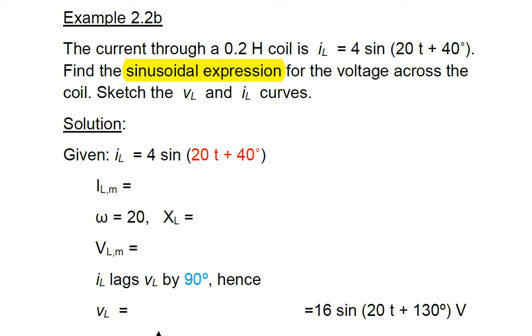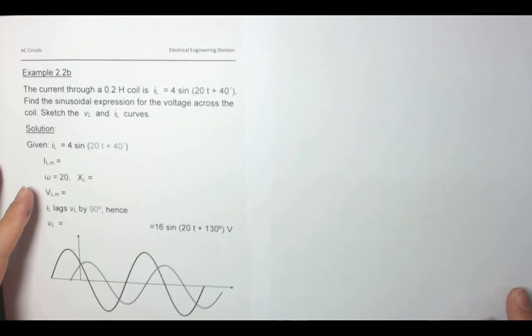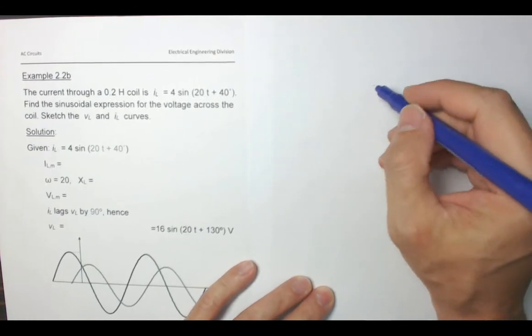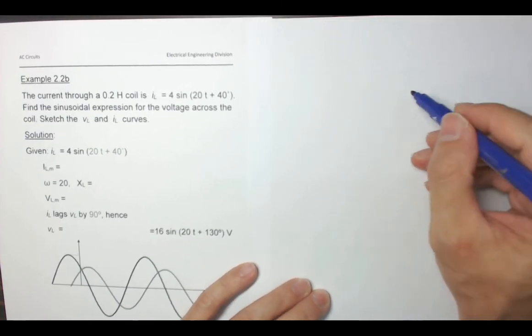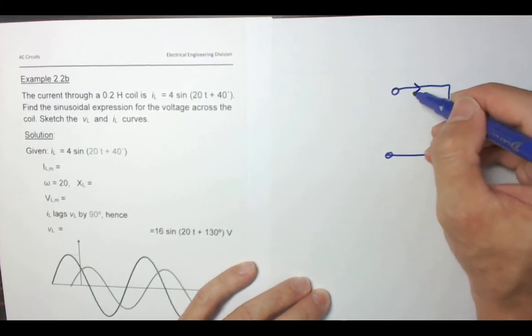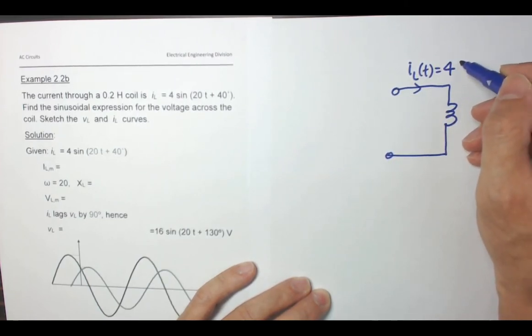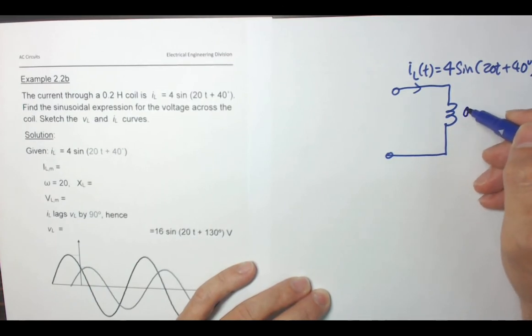So how should we answer this type of question? Let's have a look at this. Well, to answer this question, I will first draw the circuit of what we are looking at. So we have an inductor, and we are given that the current flowing through the inductor is 4 sine (20t plus 40 degrees) ampere. And the value of the inductor is 0.2 Henry.